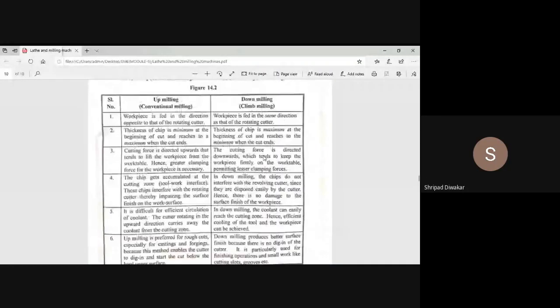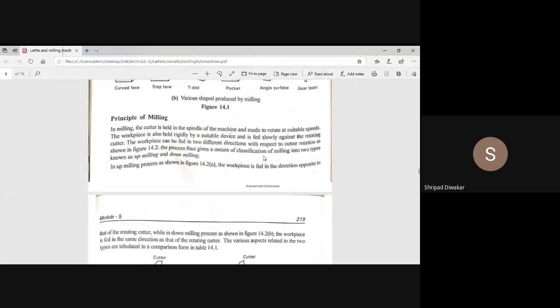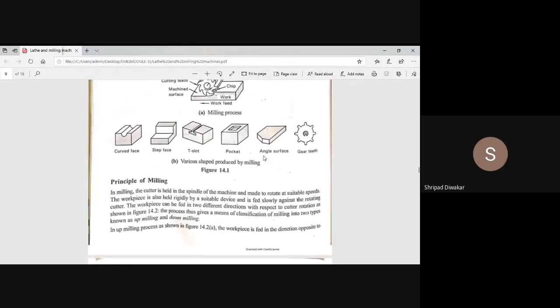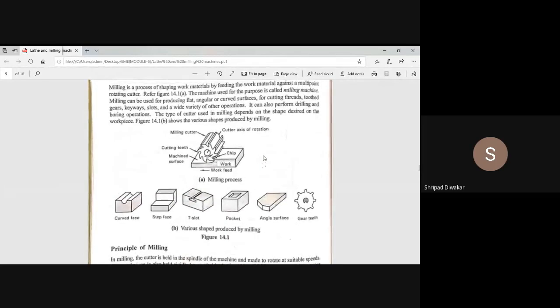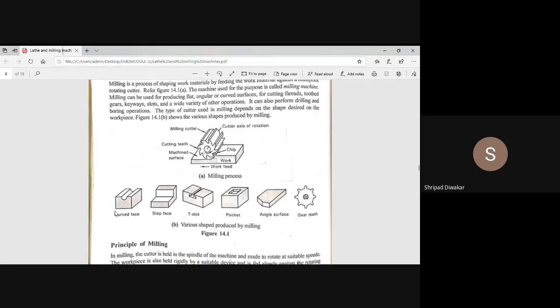Okay. Milling is a process where we can remove the extra material by feeding the rotating cutter against the workpiece. Okay, now you can see what are the operations we can perform on the milling machine. First, you see we can perform the curved surface, and we can do the step cutting. Next, we can perform the slots. For the generation of the T slots, we are going to use the milling machine. We can generate the pockets in the given workpiece, and we can perform the angular surface from the given workpiece, and even we can cut the gear tooth.